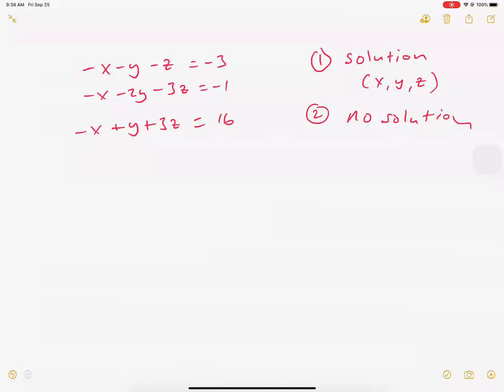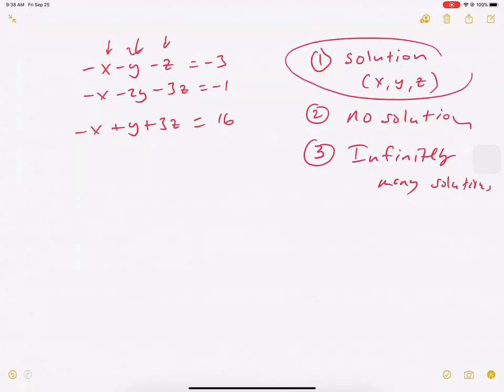Okay, we have a system of equations of 3 variables. We could end up with one solution where we have one x, y, z that works, and we could have no solutions. The third one we could have is infinitely many. So far, we've only seen mainly systems with only one solution. So how do we end up with no solutions or infinitely many?